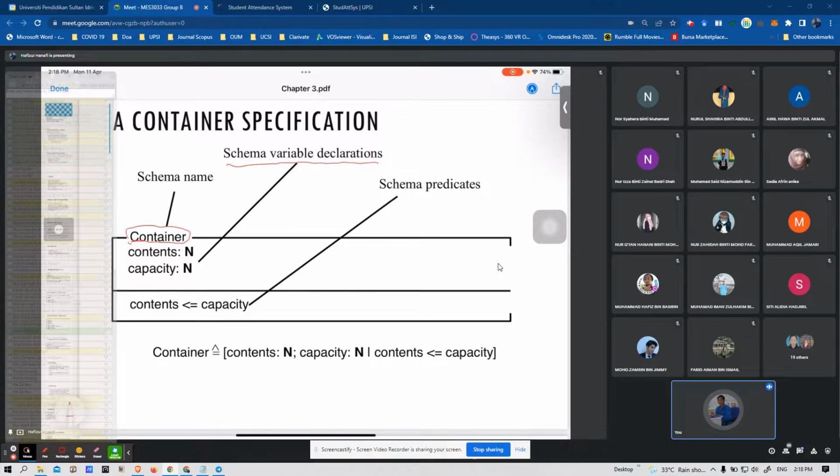Okay, the schema is used to structure and compose mathematical descriptions, collating pieces of information, encapsulating them and naming them for reuse purposes. Schema language. Okay, and then we have a schema name, a schema variable declaration, and schema predicates.